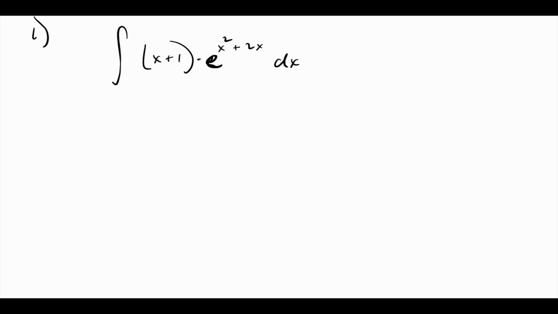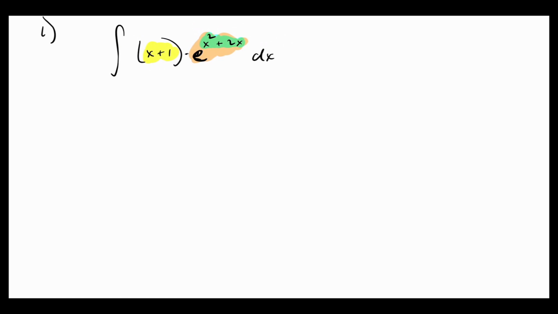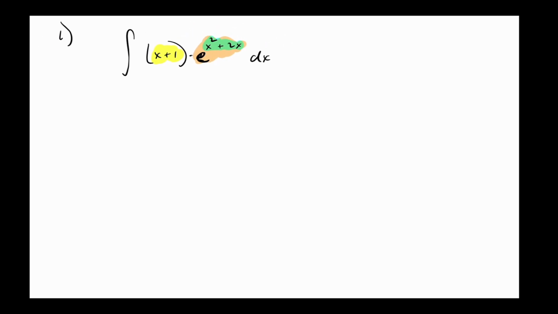So we have three things going on here. Three things we can choose for u. I can choose this guy, I can choose the whole thing, or I can choose just the power. And like I said, if you have e to some power and it's more than x, chances are the power is where you're going to start. So the power is going to be my u.